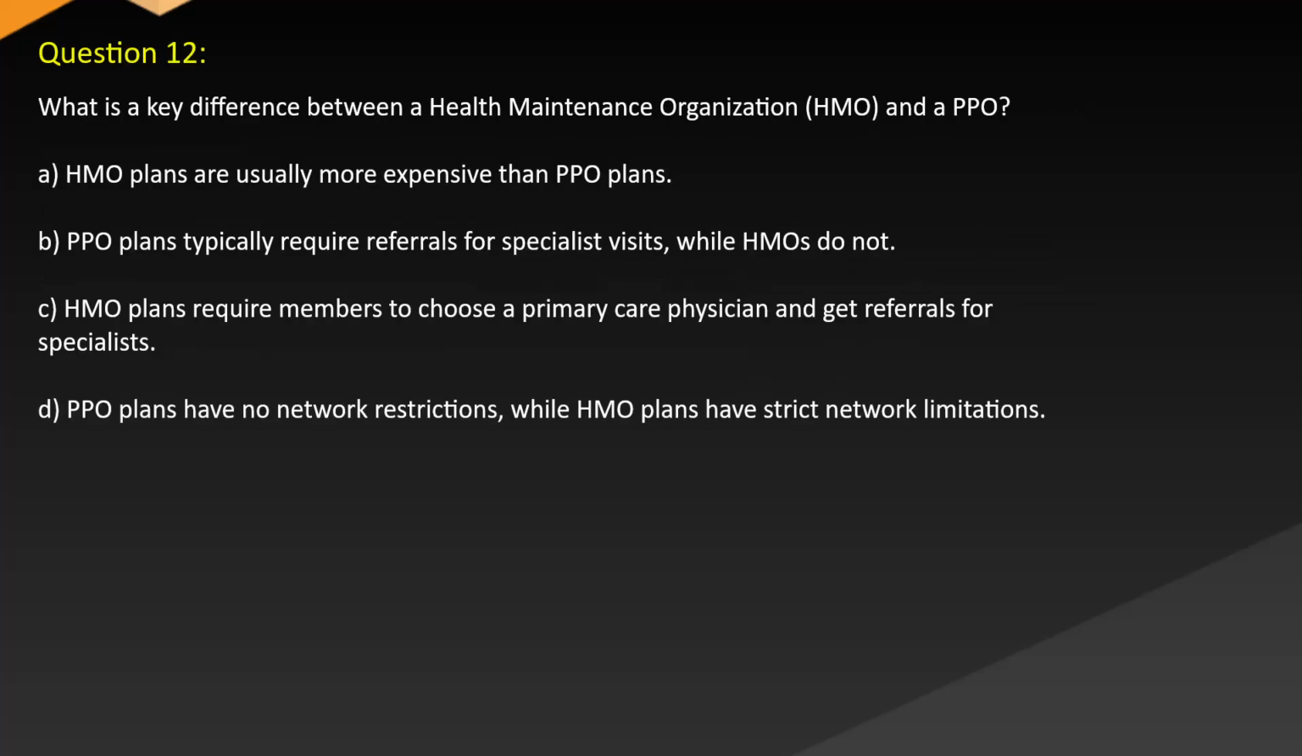Question 12. What is a key difference between a health maintenance organization (HMO) and a PPO? A. HMO plans are usually more expensive than PPO plans. B. PPO plans typically require referrals for specialist visits, while HMOs do not. C. HMO plans require members to choose a primary care physician and get referrals for specialists. D. PPO plans have no network restrictions, while HMO plans have strict network limitations.